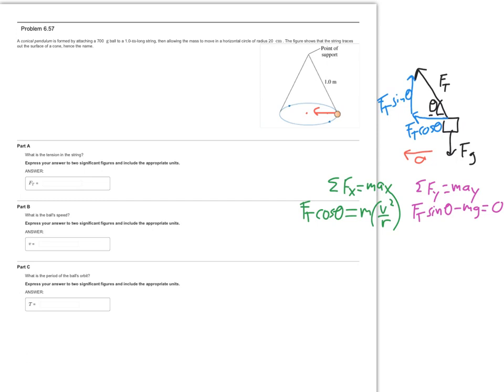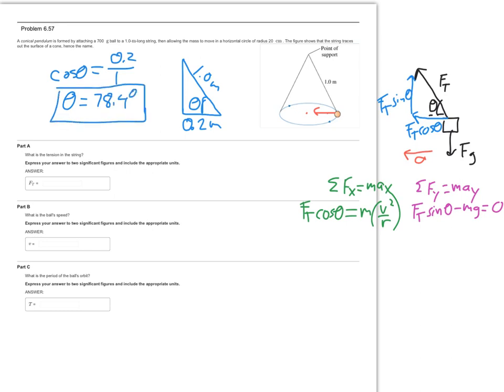So one useful thing to find here would probably be that angle, and we actually have enough information to do that. I'm going to go up here and look at the length of my string. As it's going in a circle, the radius of the circle is 20 centimeters, or 0.2 meters, and the length of the string, that hypotenuse there, is 1 meter. So I can solve for that angle theta that I defined earlier. This is the adjacent side of the triangle, that is the hypotenuse, so I can say cosine of that angle is equal to 0.2 over 1. When I solve for theta, I get that the angle is equal to 78.4 degrees.